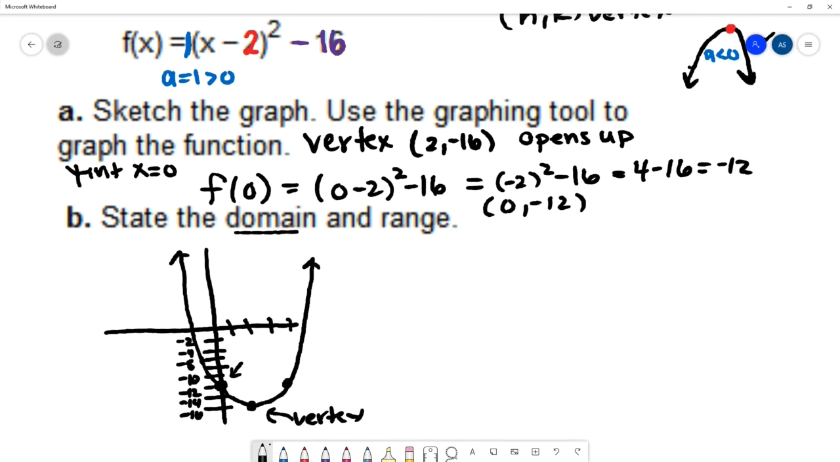Then we want to state the domain and the range. Now there are a couple ways you can think about the domain. You can get the domain kind of analytically.